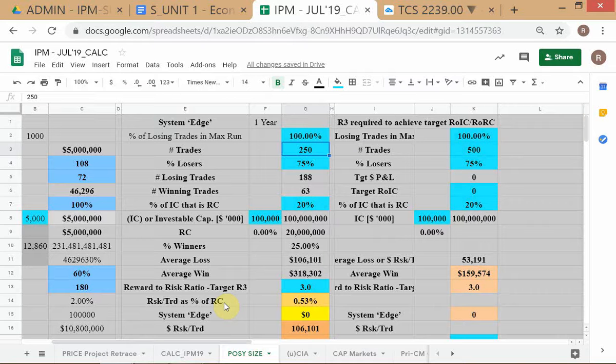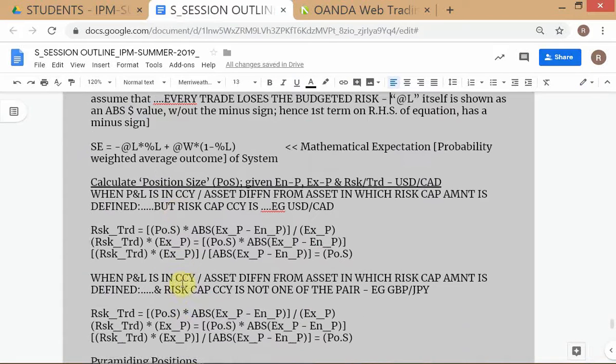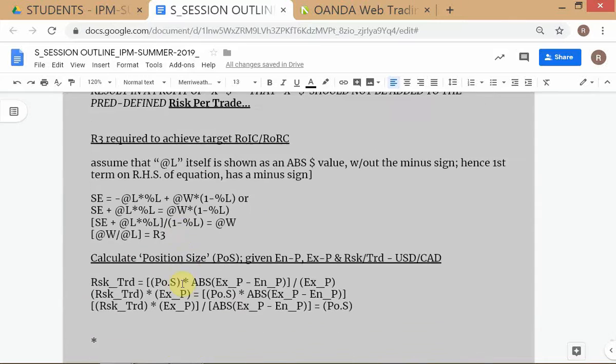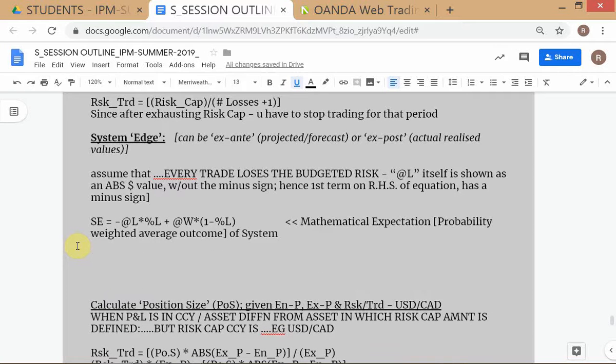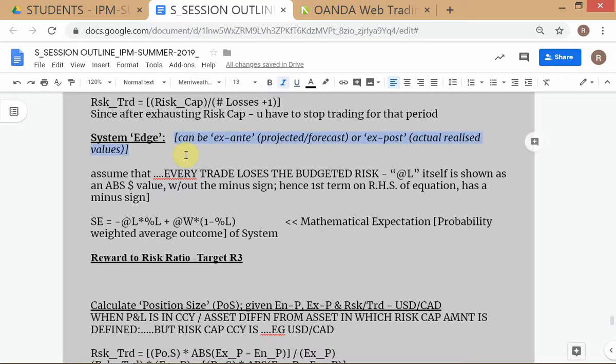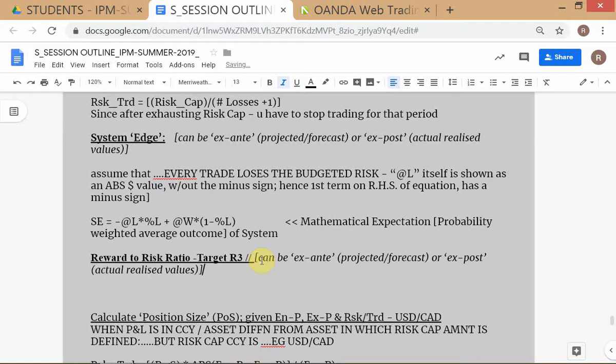Okay, so this requires us to make another assumption, and this introduces us to another concept, which is this. I think we have not covered this yet. I think I've covered it before briefly, but let's put it in once again in the calculation of system edge. Okay, reward to risk ratio, again this can be both ex ante and ex post. But target R3, when we talk about target R3, is always ex ante.